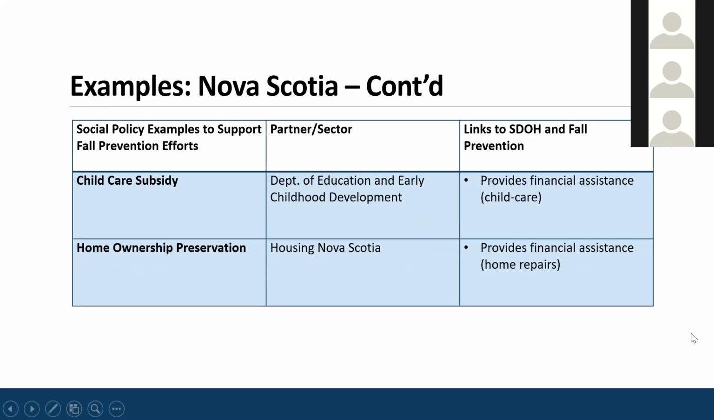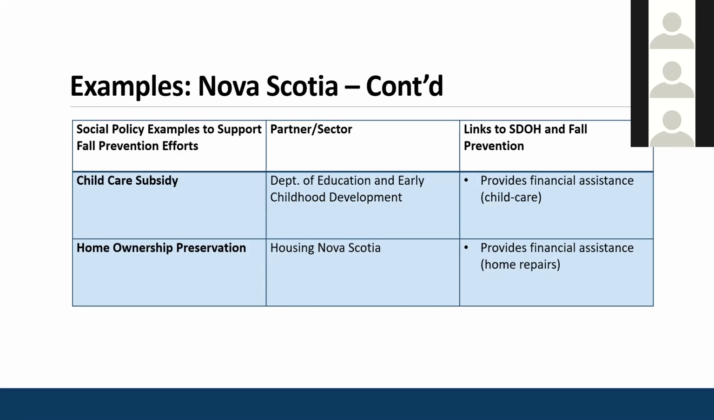A few more examples to highlight. The Child Care Subsidy through the Department of Education and Early Childhood Development is a financial benefit available to eligible families to help with the cost of licensed daycare. Its links to social determinants of health and fall prevention are that it helps parents with the cost of daycare and ensures parents are sending their children to facilities which adhere to the Daycare Act and regulations.